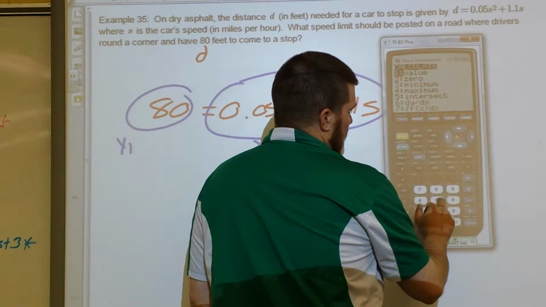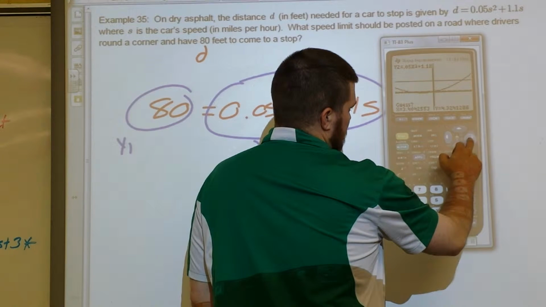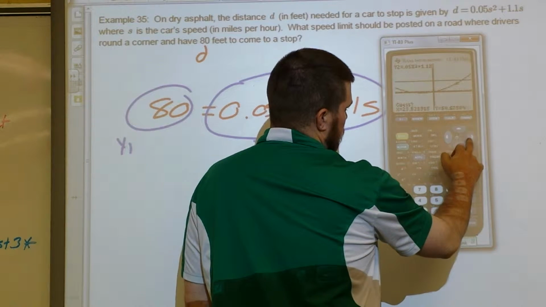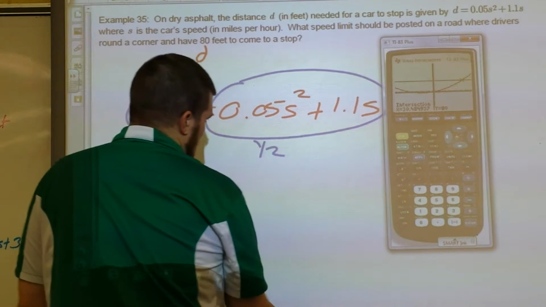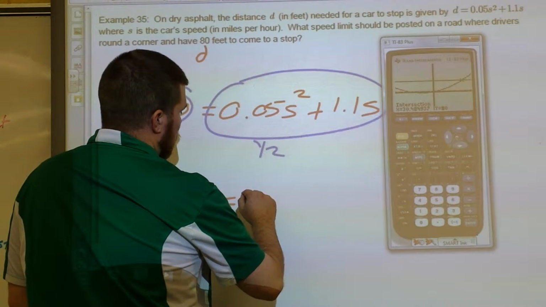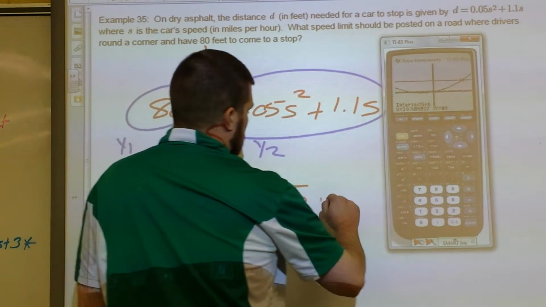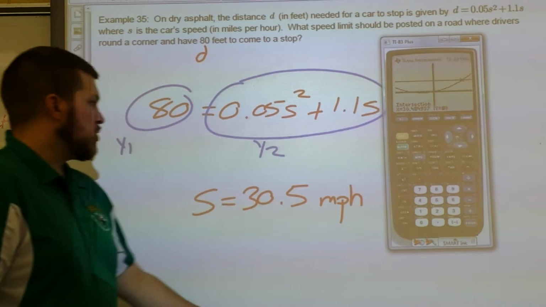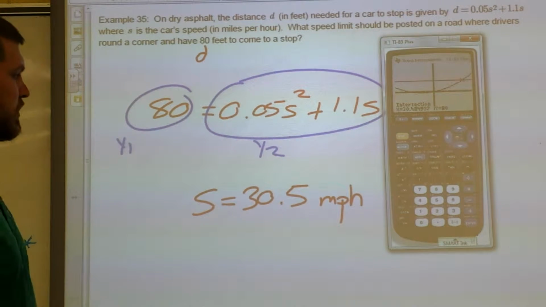So second calc, option 5, first curve just hit enter, second curve just hit enter, and then guess. I want to move my cursor into position before I hit enter. Once it's there, hit enter. And so my speed, s, is about 30.5 miles per hour. So as you round this curve, you can do so safely at about 31 miles per hour, give or take.